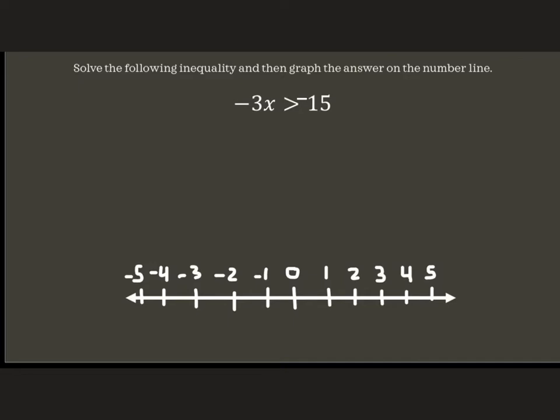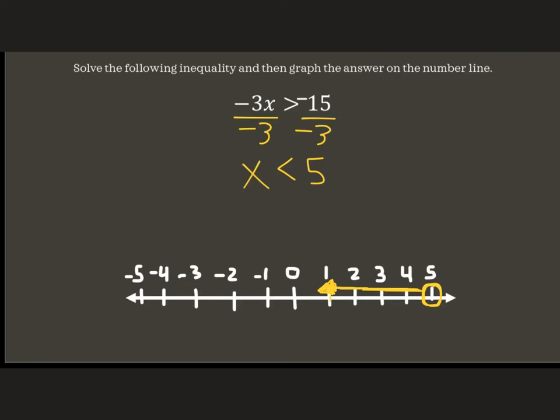In order to do this inequality, we need to isolate our variable just like we've been doing. In order to do that, I need to divide by negative 3 here. Negative 3x divided by negative 3, I'm just left with x. Negative 15 divided by negative 3 is a positive 5. And since I divide it by a negative, remember we have to flip our sign. So we should have x is less than positive 5. Because this is a less than sign, our circle should be open on our graph. And then x is less than 5, so we are drawing our arrow to the left.